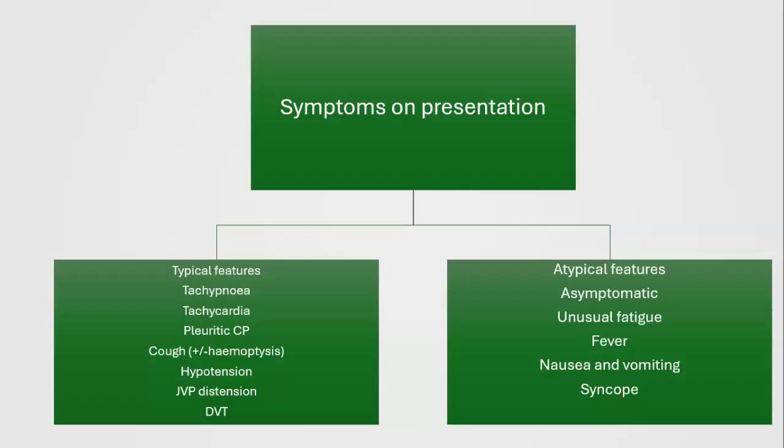If we want to investigate for a potential diagnosis of pulmonary embolism, we need to determine the patient's pretest probability. And to determine this, we actually need to risk stratify our patients. So symptoms on presentation, you can broadly categorize them as typical features or atypical features. We all know the typical features: the tachypnea, the tachycardia, the pleuritic chest pain, and then obviously the extremes: hypotension, the cardiovascular instability, clinical DVT.